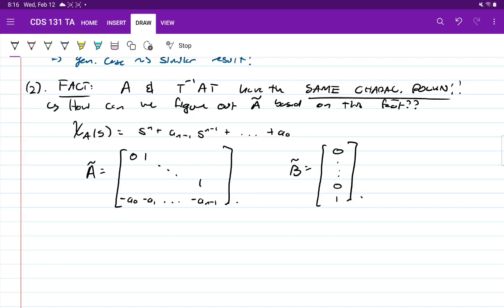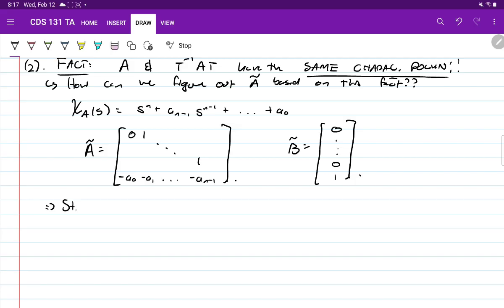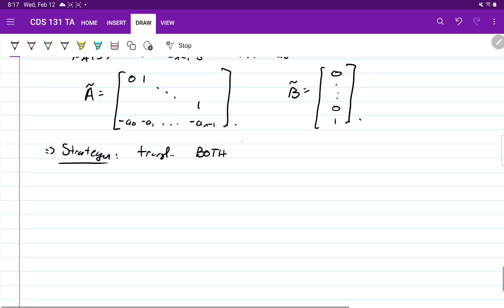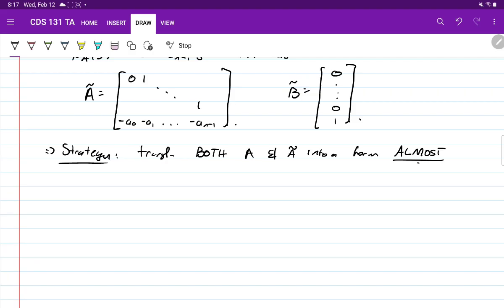Let's see where we should go from this. So what do we do? Our general strategy in this proof will be to transform both A and A tilde into a form that is almost controllable canonical form. Okay? So it's a form that looks really close to it, and we want these to be the same. Then what we'll do is we will back out the transformation from A to A tilde. So I'm going to take A and A tilde and transform them into an intermediate form in which they're the same. Then after this, using that those intermediate forms are the same, I'll be able to back out this transformation into the form of A tilde.